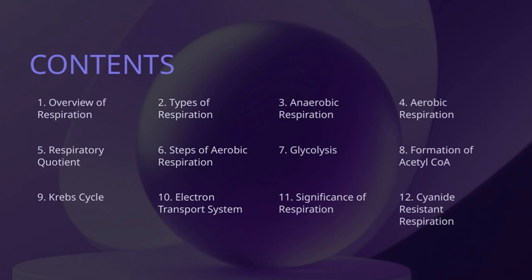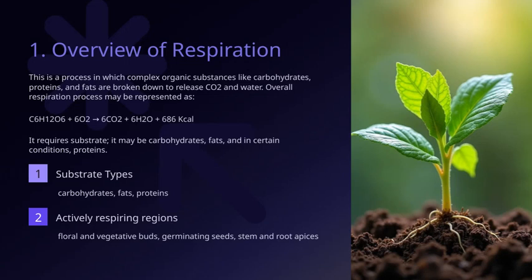Lastly, the respiratory quotient gives us insight into the type of substrate being metabolized based on the ratio of carbon dioxide produced to oxygen consumed. All these points connect to give us a comprehensive understanding of how organisms convert nutrients into usable energy efficiently and adaptively. Let's take a closer look at the regions involved in respiration in plants.